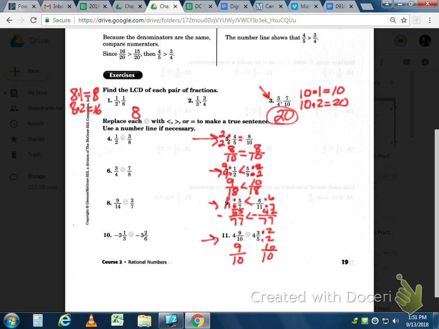And Jake, so am I going to say 4 and 9/10 compared to 4 and 6/10? Is it less than, greater than, or equal to? 9/10 compared to 6/10. It's greater than. Okay, any questions about that? I'm going to show you a trick, and I think you might like it better than what we just did.